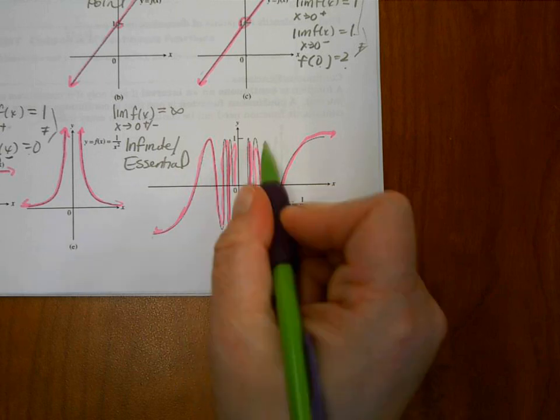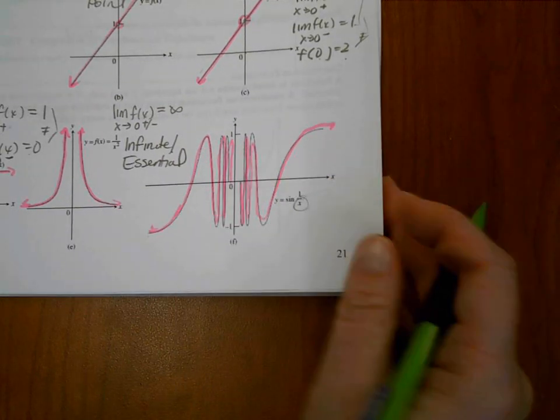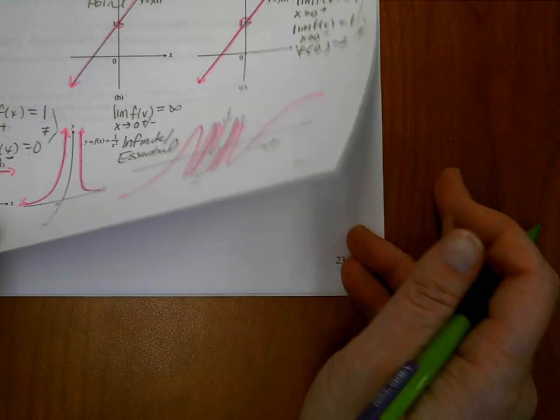Here is an example of something oscillating that's going back and forth and back and forth. It's undefined at 0 because if I put 0 in, I would get a 0 in the denominator.